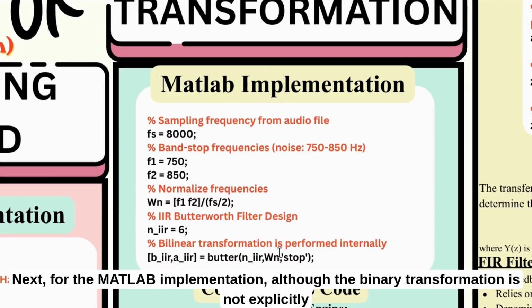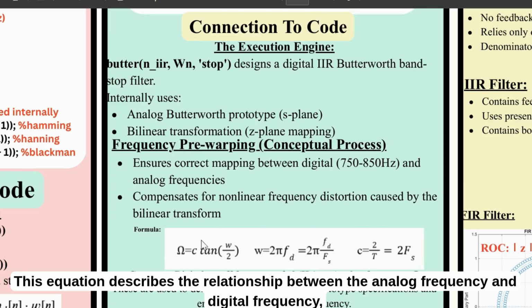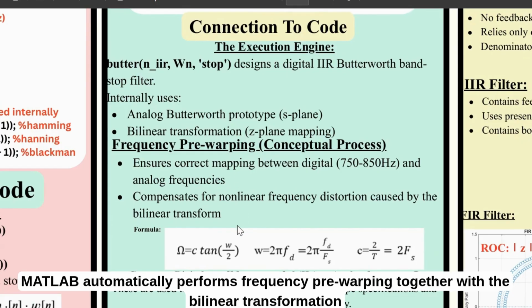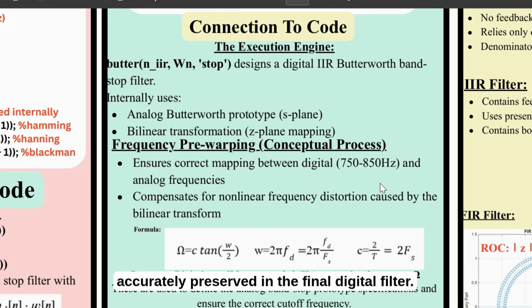Next, for the MATLAB implementation, although the bilinear transformation is not explicitly written in the code, MATLAB performs it internally when executing the butter function. This expression describes the relationship between the analog frequency and the digital frequency, known as frequency prewarping. MATLAB automatically performs frequency prewarping together with the bilinear transformation to ensure that the desired stopband frequencies we set are accurately preserved in the final digital filter.